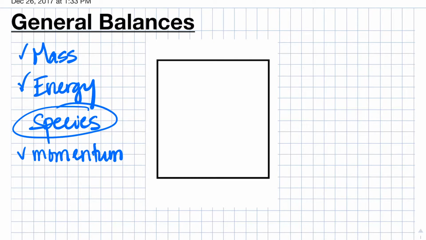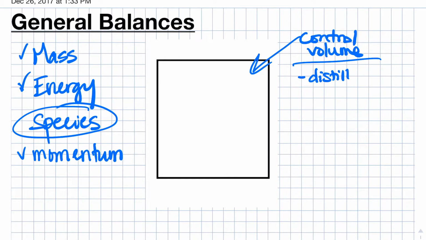So to get this discussion going, let's first talk about a control volume. Here I have a box. This could be my control volume. Really what it is, it's an area that you're looking to focus on in a system. So it could be something as large as a distillation column. A distillation column, those are really, really large, and probably one of the biggest pieces of equipment that you'll deal with as a chemical engineer.